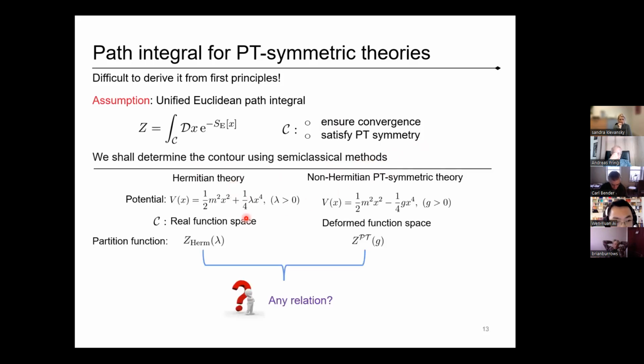Now we have two theories. The first one is the Hermitian theory, the ordinary lambda phi^4 theory, and the contour C is the real functional space. We denote the partition function as Z Hermitian of lambda. Also, we have a non-Hermitian PT-symmetric theory with a negative quadratic potential. But now, the contour C must be a certain deformed functional space. We denote the partition function as Z PT of g. Now, our question is: is there any relation between these two partition functions?